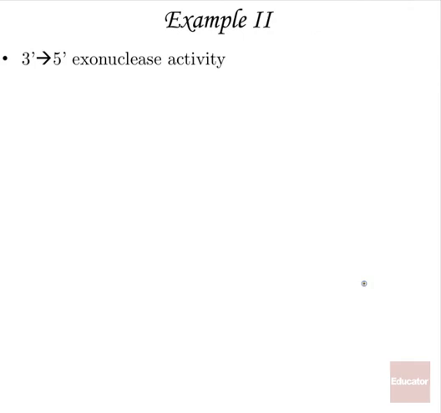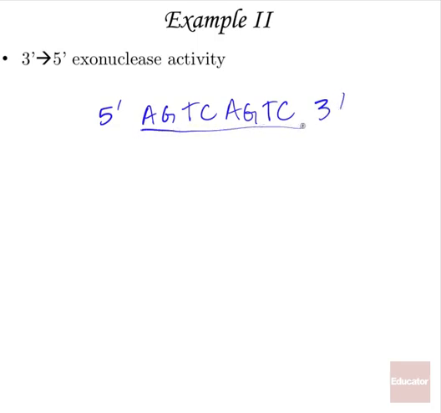Now, an example of our 3' to 5' exonuclease activity, we've talked about it before. Remember, DNA pol epsilon has this. If I were to write out a sequence, A, G, T, C, A, G, T, C, 3', all that is, is an eraser function. We can erase, erase, erase, erase. And that's your 3' to 5' exonuclease activity.